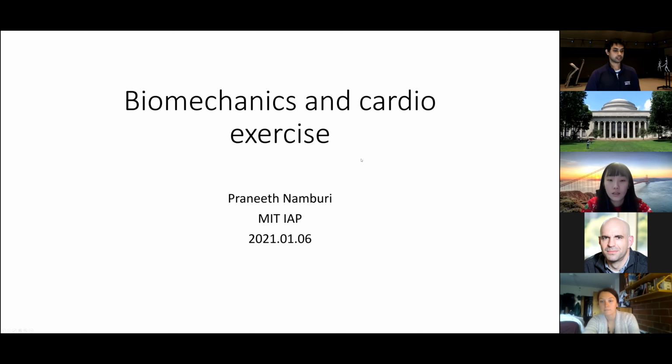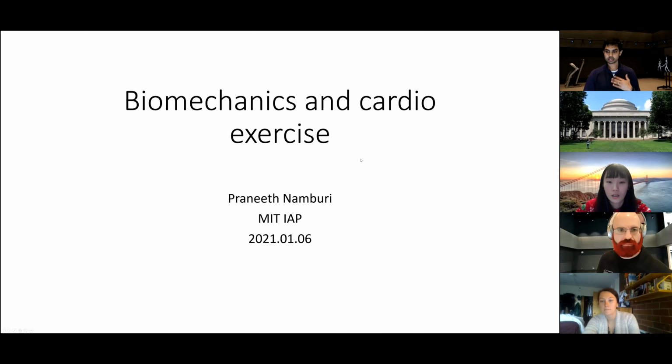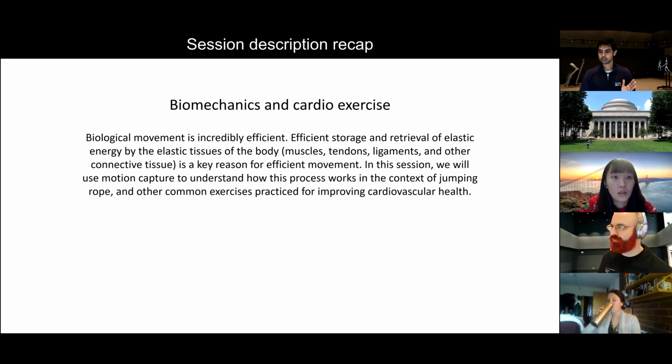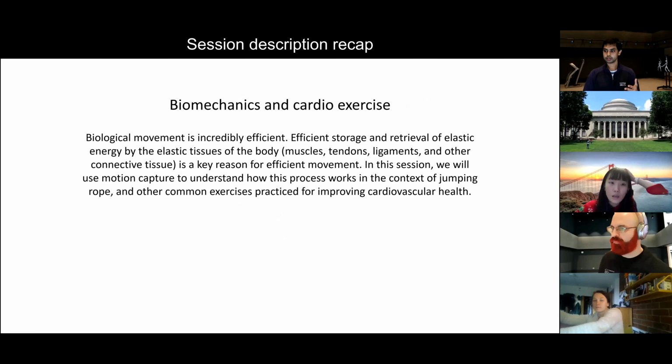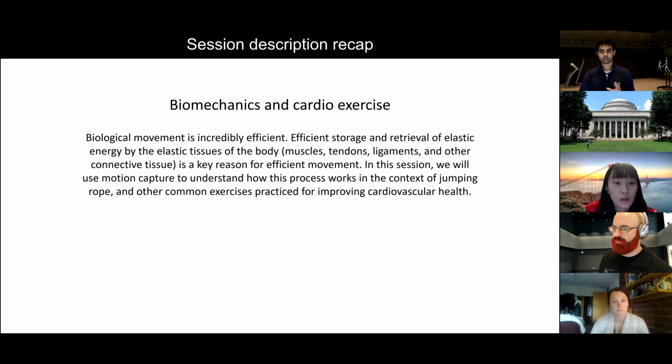So biomechanics and cardio exercise. Let's review the session description and talk about what I actually mean by that. Here's what I posted in the session description. Biological movement is incredibly efficient. Efficient storage and retrieval of elastic energy by elastic tissues in the body is a key reason for efficient movement. And in this part of the class, we are going to understand exactly how this works.